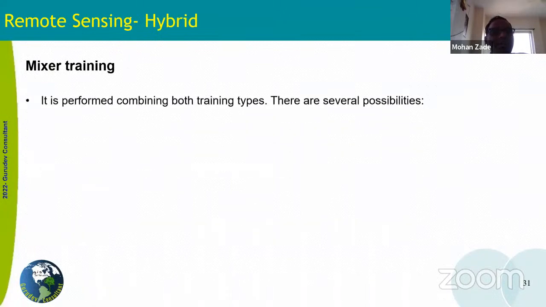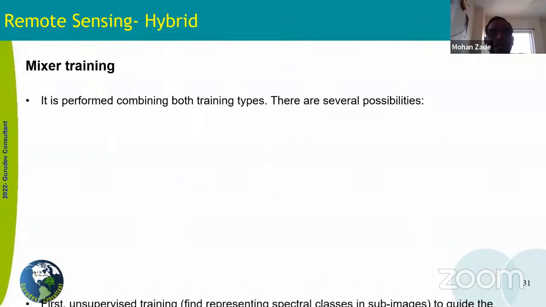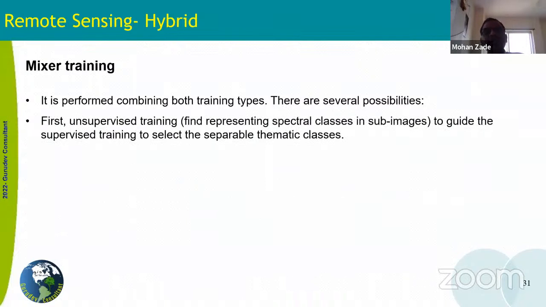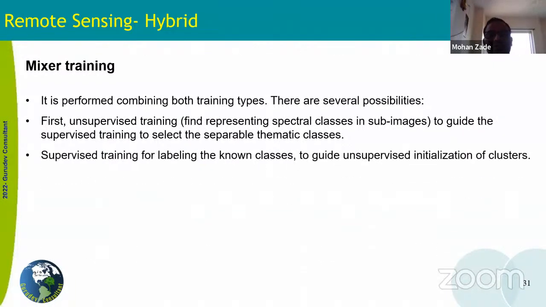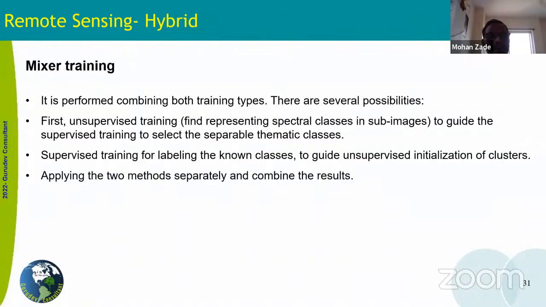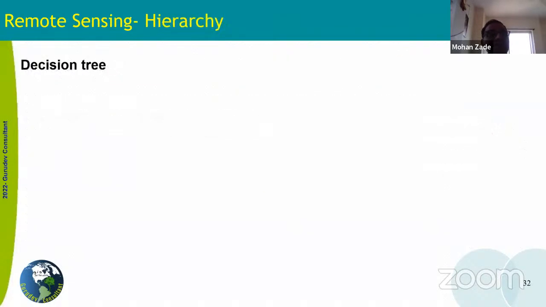And there is mixed training, hybrid. It is performed combining both training data. Several techniques are used. Sometimes you go for the unsupervised and then go for the supervised. So it's a hybrid or mixed training site. So use the supervised also. Supervised uses your own knowledge or your own classification or own ground truth sampling technique, and it applies two separate methods and combines the results.